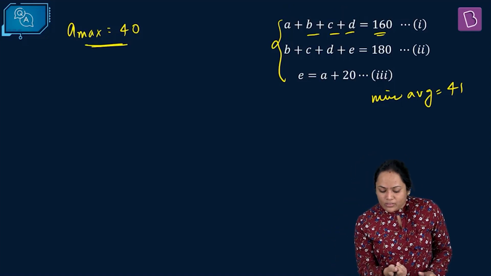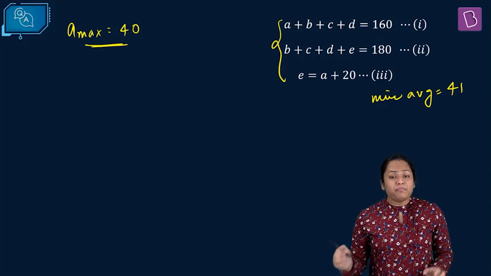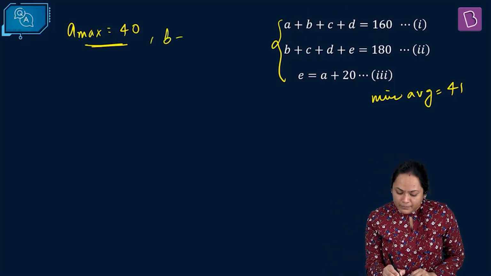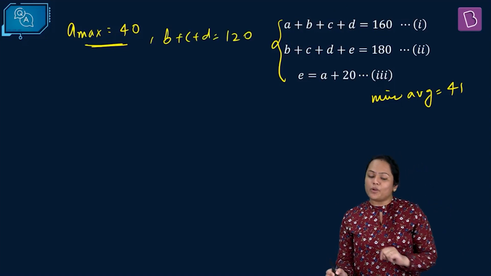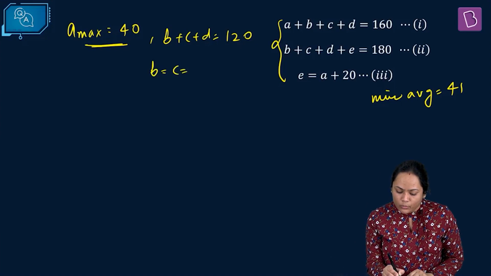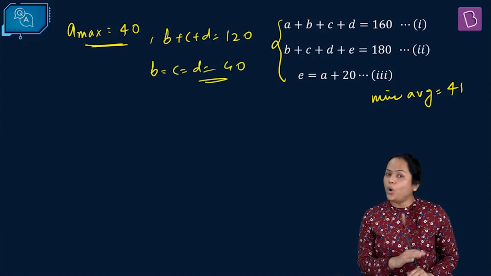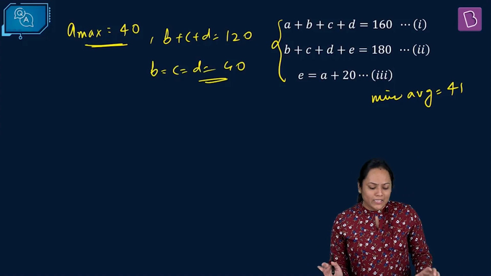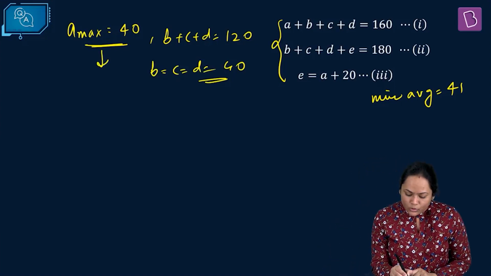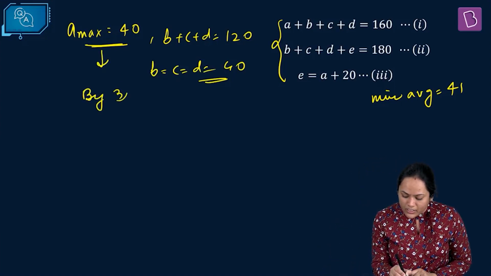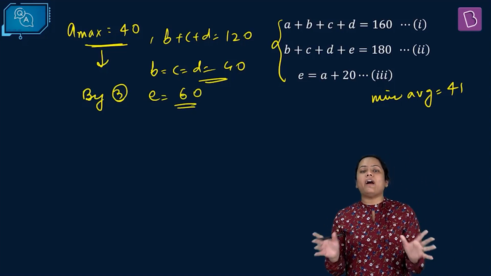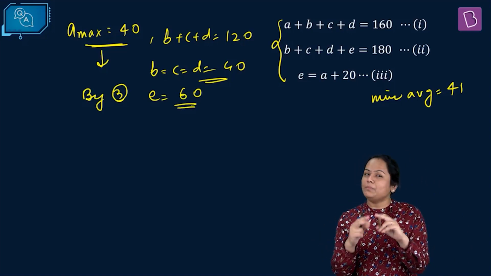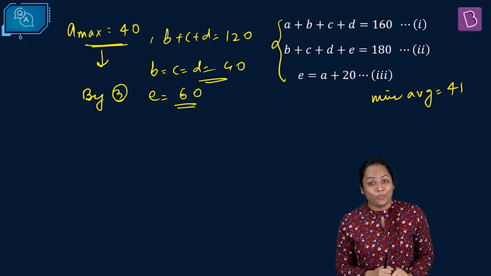So if my A max is 40, can you tell me what about B, C, and D, guys? Well, again, coming to the same picture, if my A max is 40, I can say that B plus C plus D will come out as 120. And the only possibility here is B is equal to C is equal to D, that is 40. All these numbers have to be equal, right? And if A is 40, I can also say that by my third equation, my E value will come out as 40 plus 20, that is 60. And now I have all the weights at their maximum. I can quickly find the maximum average value, right?